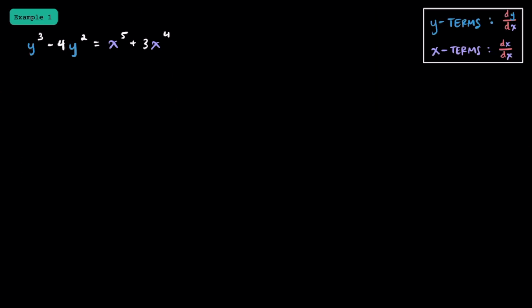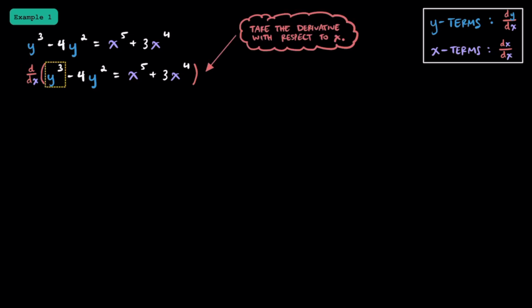In example 1, let's look at this equation where we have y cubed minus 4y squared is equal to x to the 5th power plus 3x to the 4th power. Throughout this video, whenever we find the derivative of a y term, we're going to attach this dy dx next to it. And each time we take the derivative of an x term, we're going to attach a dx dx to it. I'm going to start by writing d dx of the entire equation. This just means we're implicitly differentiating this equation in respect to x.